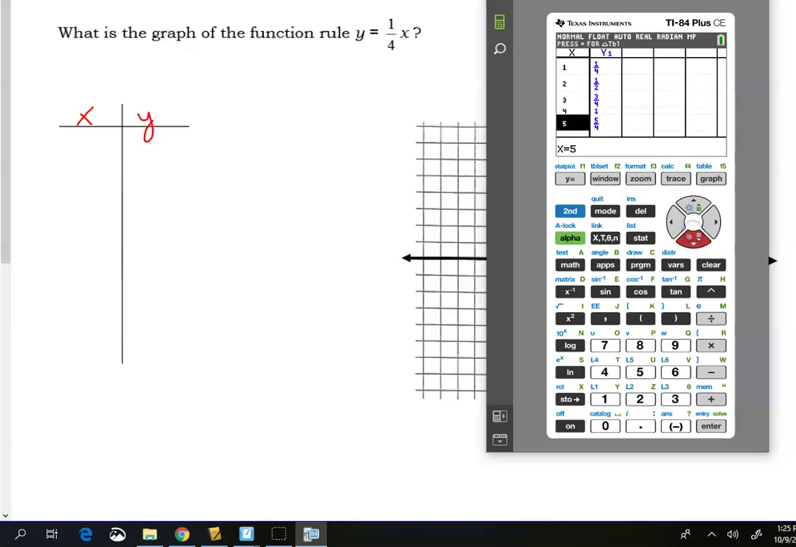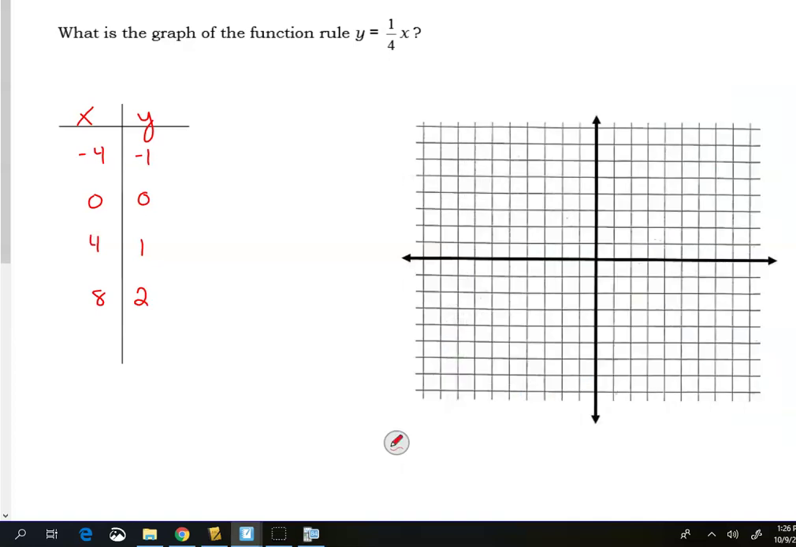You could use whatever x values you want. I mean, you may not want to plot fractional points. You might want to plot nice integer points. So I'm going to pick -4, -1. And I'm going to keep scrolling until I get some nice points, like 0, 0, 4, 1, and 8, 2. So this way I don't have to deal with any of the fractions.